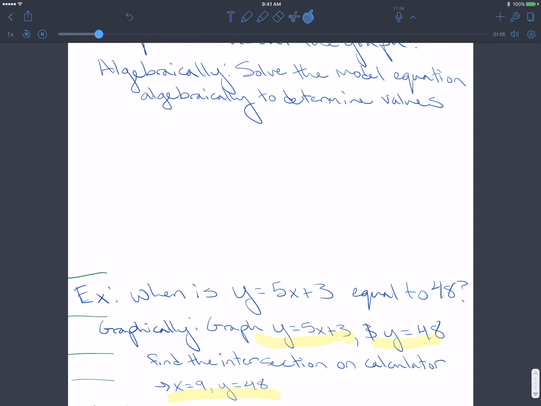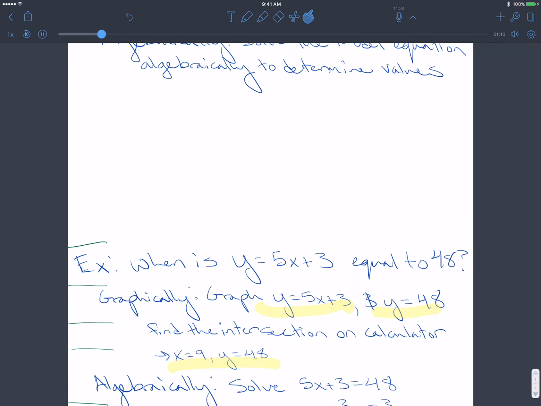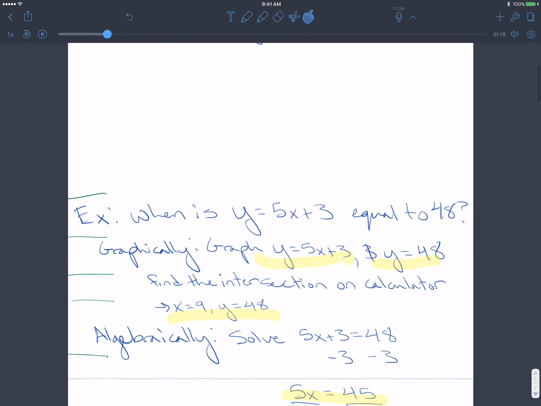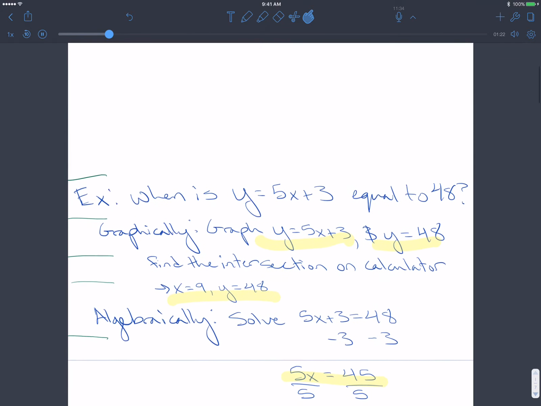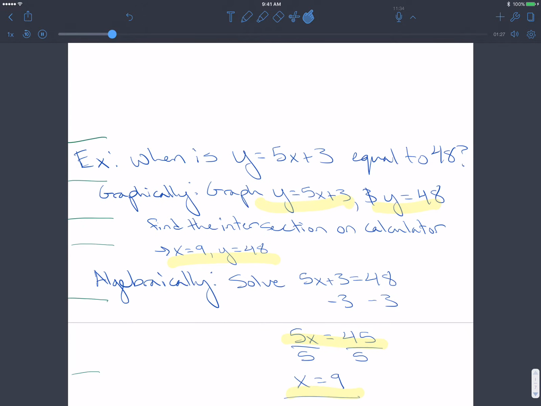Now, algebraically, if you were to solve this, you're going to set these two things equal to each other, right? So 5x plus 3 is equal to 48, and then solve for x. Subtract 3 from both sides. That results in 5x equals 45. Divide both sides by 5, getting you the same x equals 9 that your calculator just gave you.